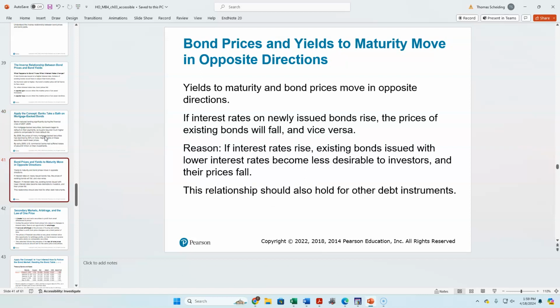We see that these move in the inverse direction. The yields to maturity and the bond price move in opposing directions. If, like what we see today, for instance, here in April of 2024, the interest rates on newly issued bonds are rising, then the prices of existing bonds, like the one I bought in 2008, are going to fall, and vice versa. But again, this discussion doesn't matter, though it's important for you to know this as an investor for the future. It doesn't matter if you're just going to hold the bond to maturity.